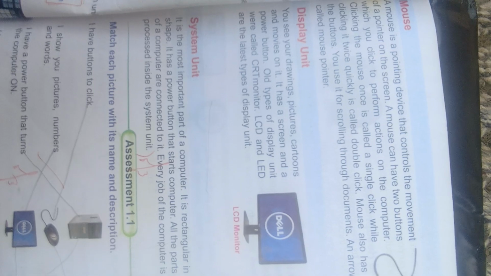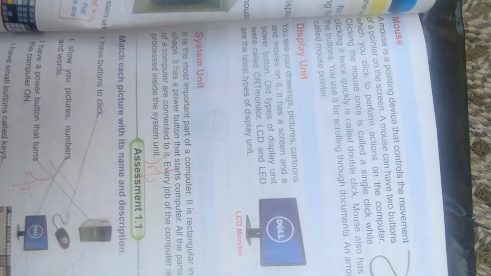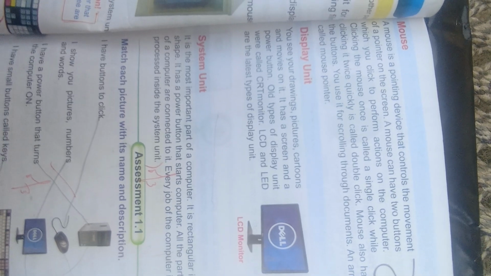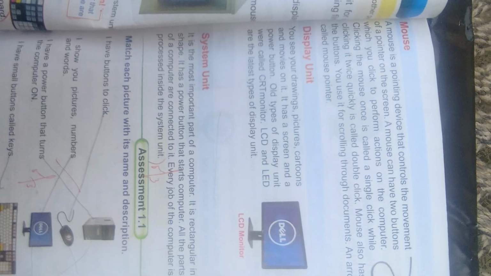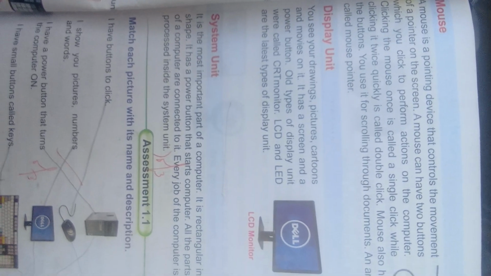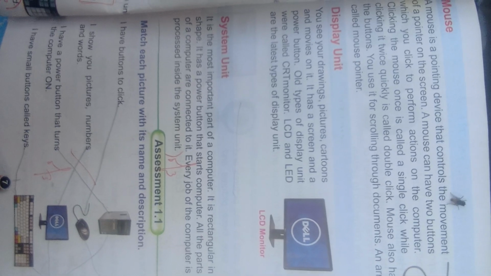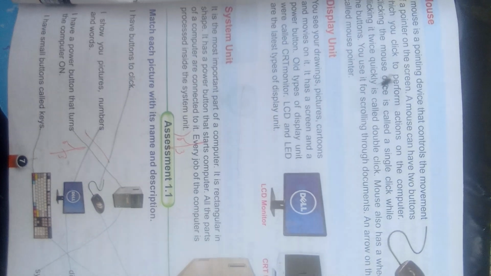System unit. It is the most important part of a computer. It is rectangular in shape. It has a power button that starts computer. All the parts of a computer are connected to it. Every job of the computer is processed inside the system unit.